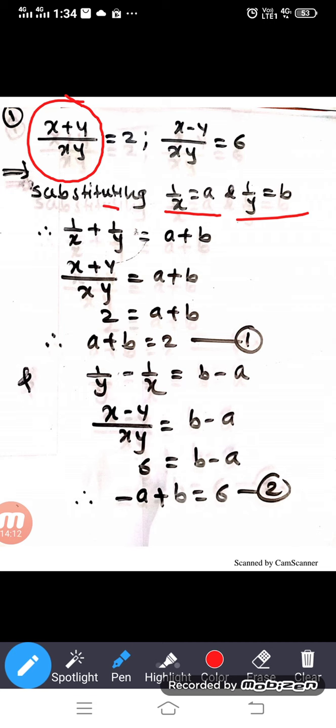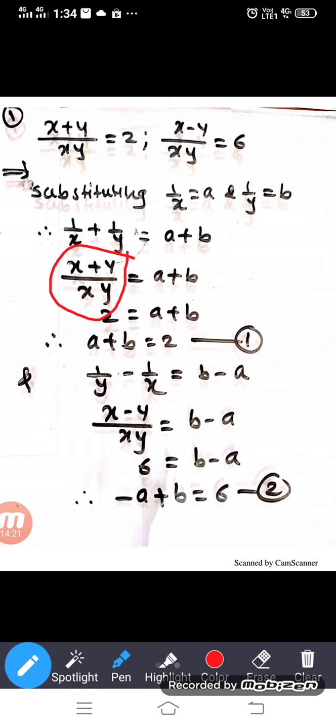LHS साईडला 1 upon x plus 1 upon y छेद वेगवेगळा आहे म्हणून तिरकस गुणाकार करा. गुणाकार केल्यास ही बाजू डावी बाजू x plus y upon xy होईल is equal to a plus b. आणि याची किंमत ही समीकरणामध्ये दिलेली आहे x plus y upon xy is equal to 2 त्या ठिकाणी ठेवा म्हणजेच a plus b is equal to 2 हे पहिलं समीकरण मिळेल a plus b is equal to 2.